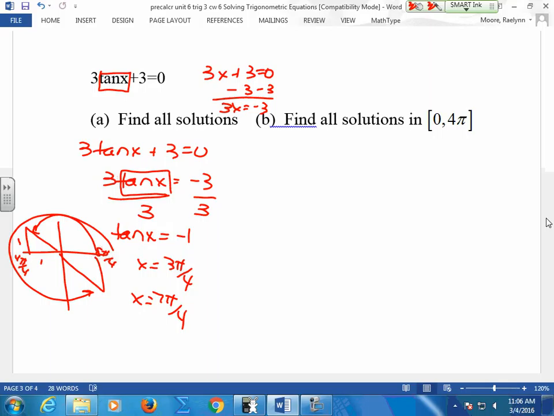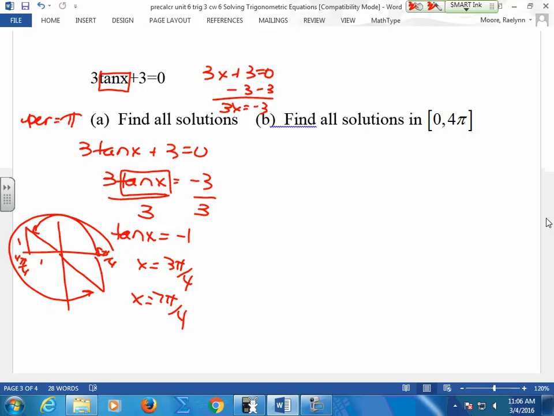Now, that's how many I get in 2 pi. If I'm looking for all solutions, I normally say plus 2n pi, plus 2n pi, plus 2n pi. But tangent, the period of tangent is only pi. So it repeats itself every 180 degrees. Where the other ones repeated themselves in a period of 2 pi, every 360 degrees.